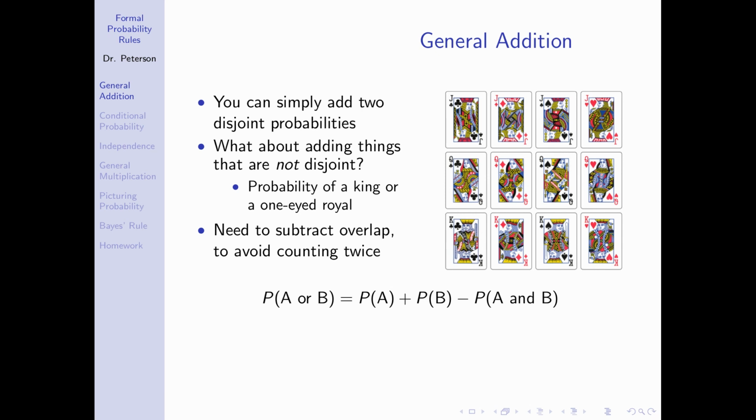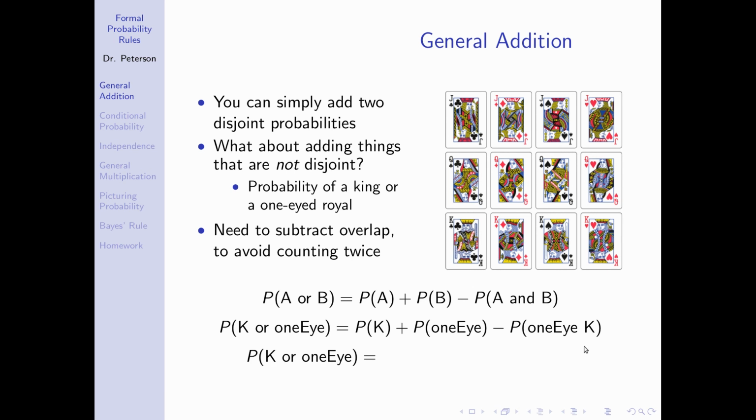So in the case of our card example, we have the probability of being a king or a one-eyed royal is equal to the probability of being a king plus the probability of being a one-eyed royal minus the probability of a one-eyed king. Putting numbers in here, our probability of being a king is 1 in 13, or 4 in 52 for the whole deck. Our probability of being a one-eyed royal is 3 in 52. There is one one-eyed king, so we subtract that, leaving us with a total of 6 out of 52.